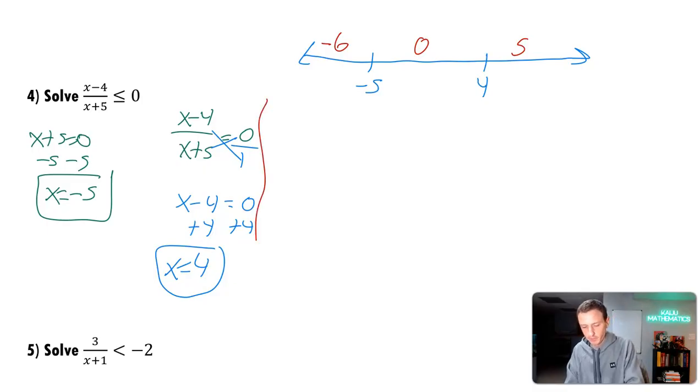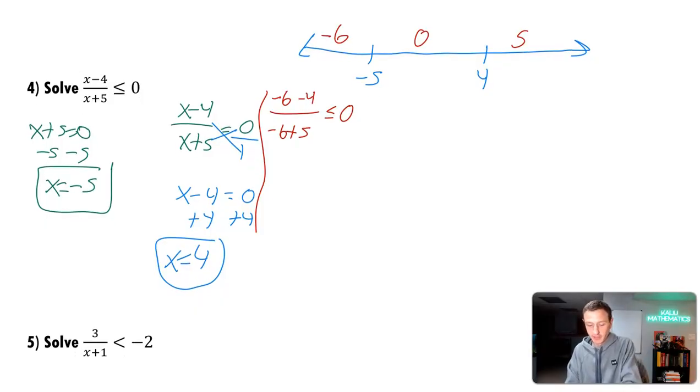So here we go. First one, -6 minus 4 over -6 plus 5, less than or equal to 0. And I would encourage just looking at the signs. So -6 minus 4 is -10, over -6 plus 5 is -1. So negative over negative is a +10. +10 less than or equal to 0? Nope. So that region does not work.